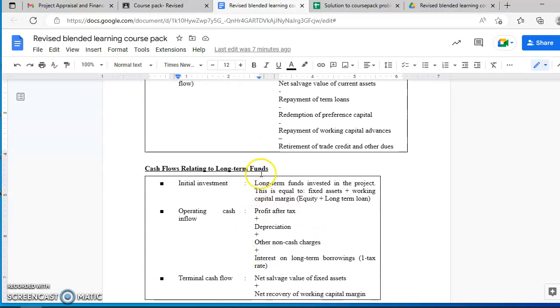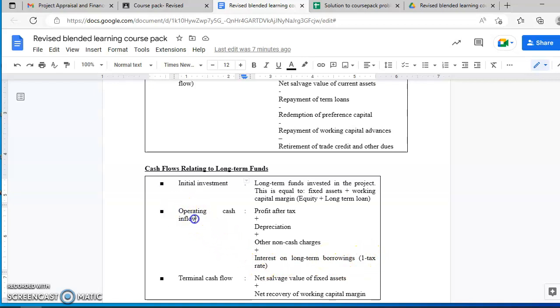From the point of view of long-term funds, when I say net cash flows, again it means initial investment, operating cash flow and terminal cash flow. But since we have long-term funds here, any amount of long-term fund that is invested in the project is what is initial investment, which will be equal to fixed asset plus working capital, or equity plus long-term loan. Profit that we have, the amount that is left after tax plus depreciation plus other non-cash charges plus interest on long-term borrowing after deducting the tax.